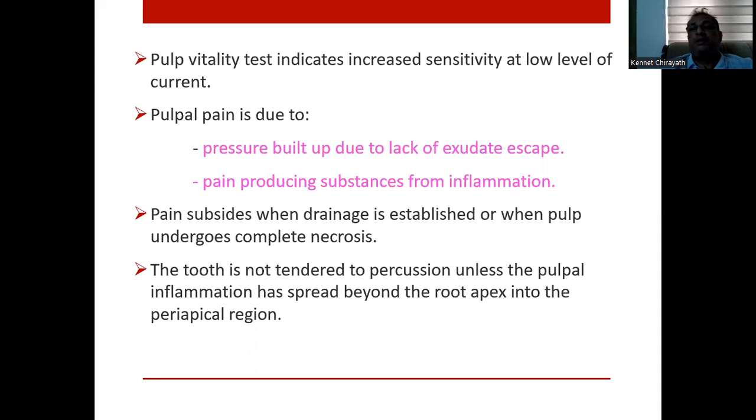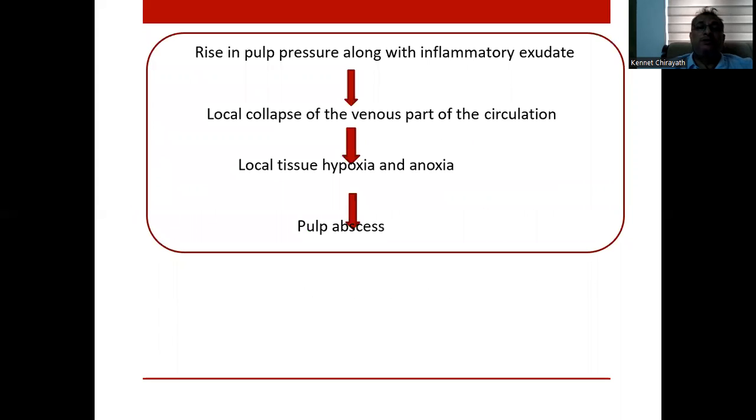So all these factors will result in irreversible pulpitis. There is a rise in the pulpal pressure along with the inflammatory exudate. As the pulpal pressure increases, it compresses the venous supply, which results in a decrease in circulation, which results in hypoxia and anoxia and a pulpal abscess. These are the causes of pulpal necrosis in irreversible pulpitis.